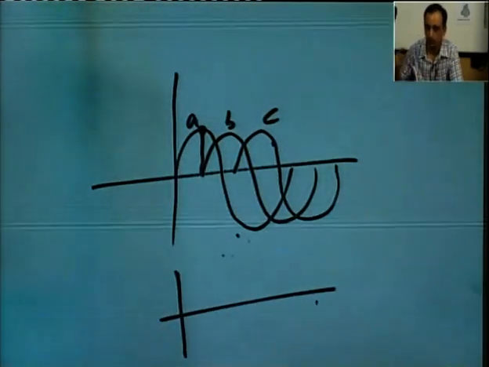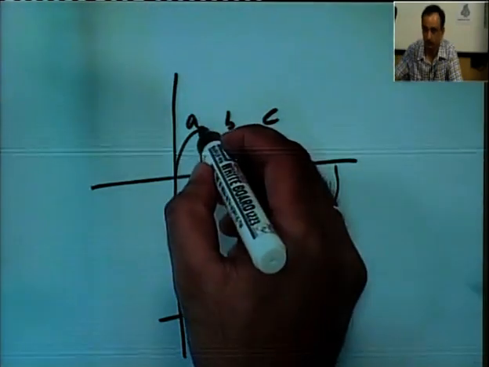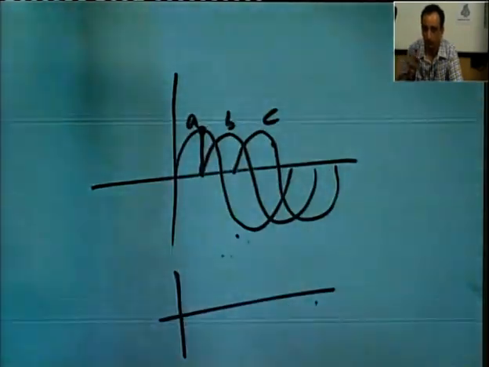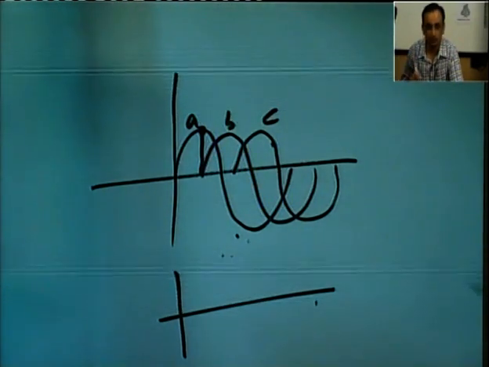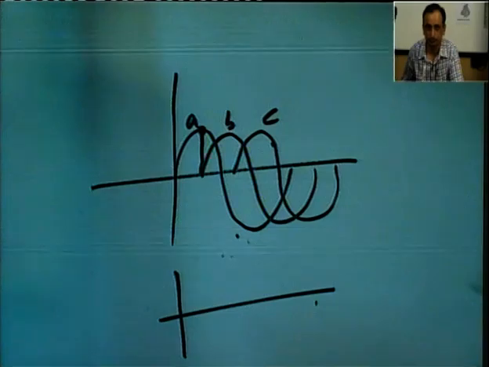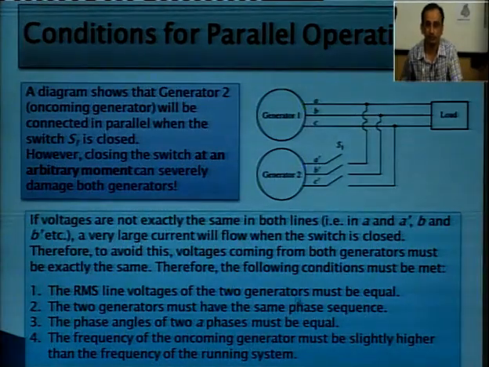So, that may result in a voltage difference, but in case the same phase sequence is there, both will have the same voltage. So, there will not be any circulating current, because the voltage will be equal in both the generators which are going to be connected in parallel. That is why two generators must have the same phase sequence.